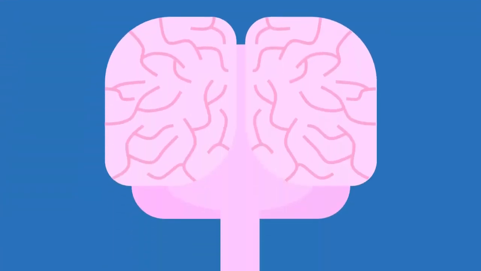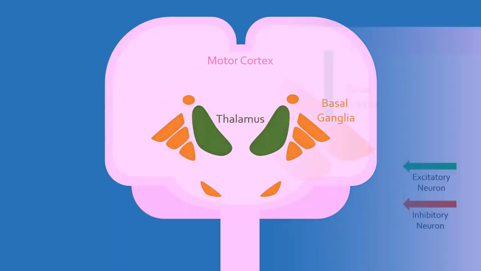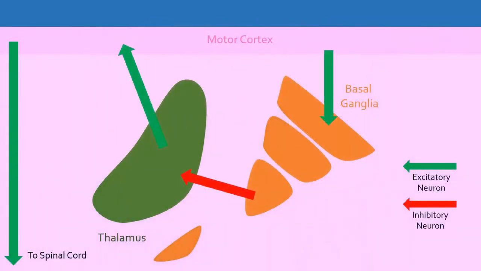Three important areas of the brain are involved in voluntary movement: the motor cortex, the basal ganglia, and the thalamus. These three areas are connected by inhibitory and excitatory neurons, which are shown as red or green arrows. Each arrow represents many similar neurons grouped together. When we want to move, the motor cortex sends a signal to the basal ganglia.